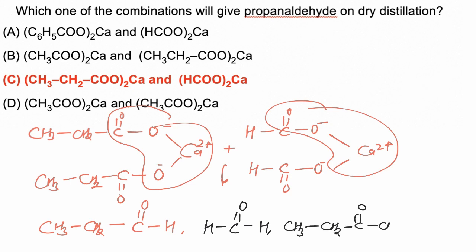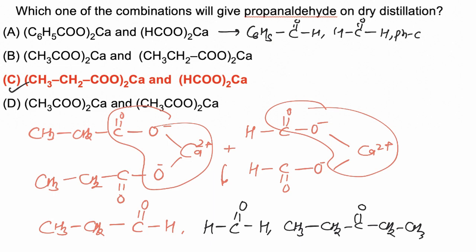as a product. So there is a possibility of formation of propanaldehyde in the third combination, when the calcium salt of propanoic acid and the calcium salt of formic acid are taken. While in other options, for example in option A, there is a possibility of formation of benzaldehyde, formaldehyde, and benzophenone, PhCOPh.